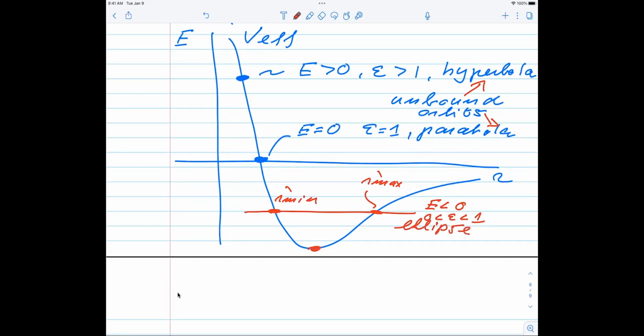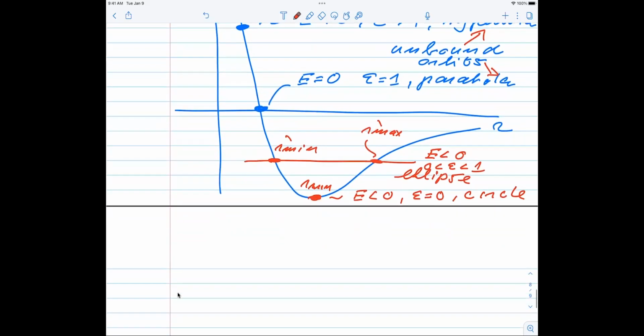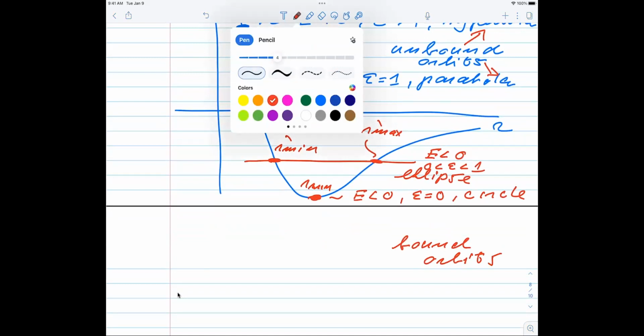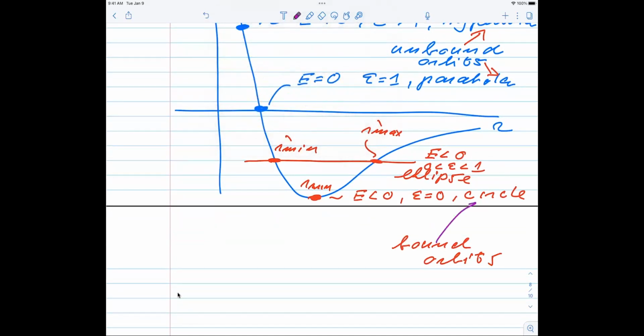And finally, if we place ourselves at the bottom here, at this R min, then we have energy less than 0. We have this quantity epsilon equal to 0, and then we get a circle. In that case, these are normally called bound orbits. I'm going to bring arrows here. So we have an arrow pointing to that one, and an arrow pointing to the ellipse. So this in a way summarizes the type of motion which we will get when we have a gravitational force.